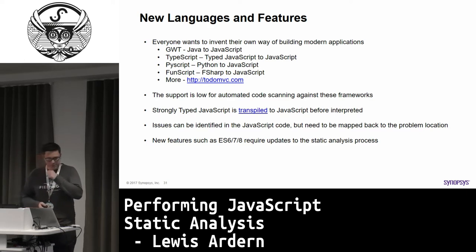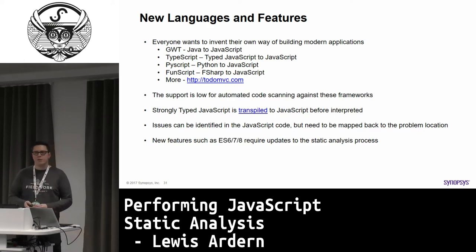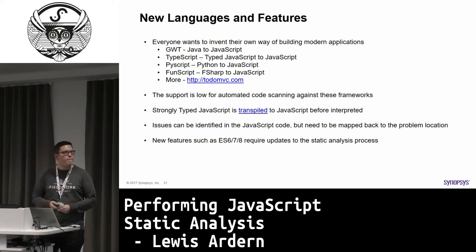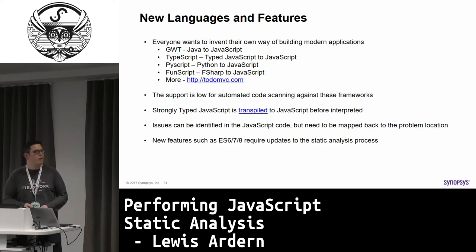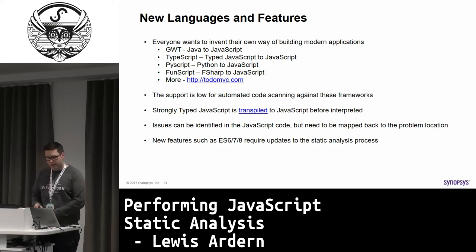And new features such as ES6, ES7, and 8 also require updates to the static analysis process. So for things like arrow functions, a previous tool wouldn't have known that that might have been a function, it just sees it as an arrow. So these things need to be taken into consideration.